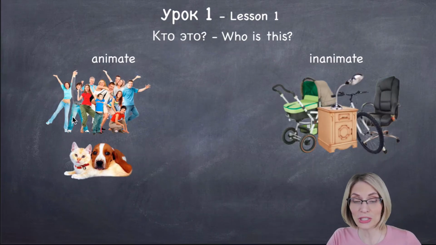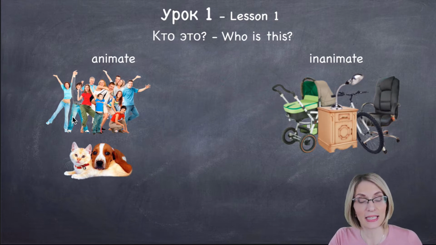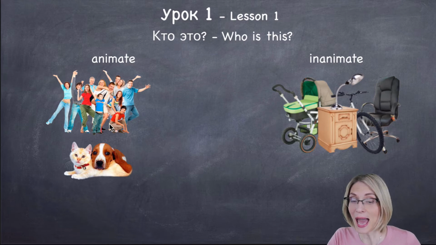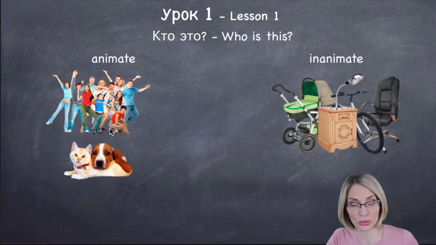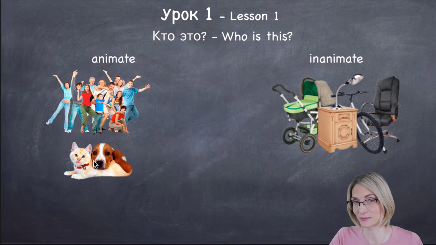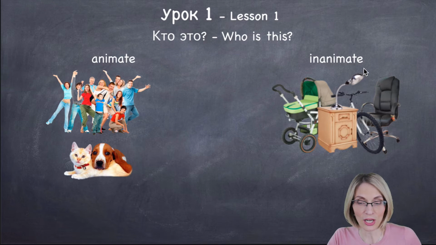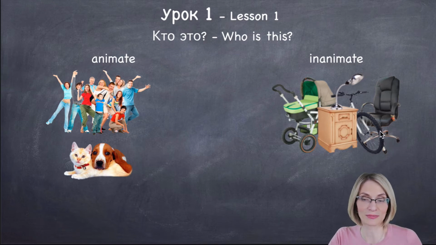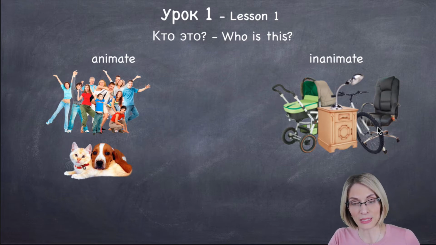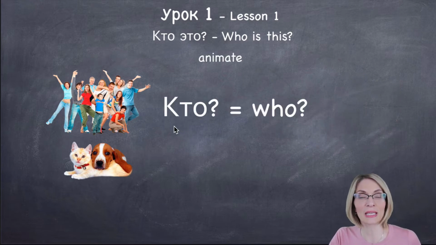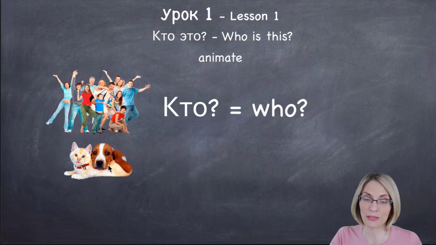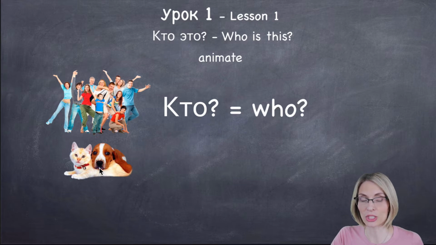In Russian, we do differentiate animate and inanimate nouns. Unlike in English, animate nouns in Russian are all nouns referring to people and animals. Inanimate nouns are all of the rest, not live objects. For animate nouns, the question will be кто? Who? Кто? So even for dogs, you will ask a question кто?